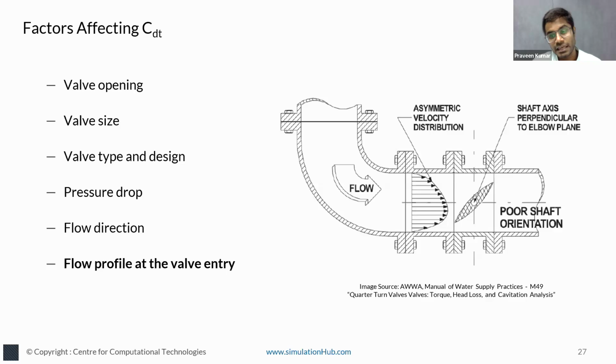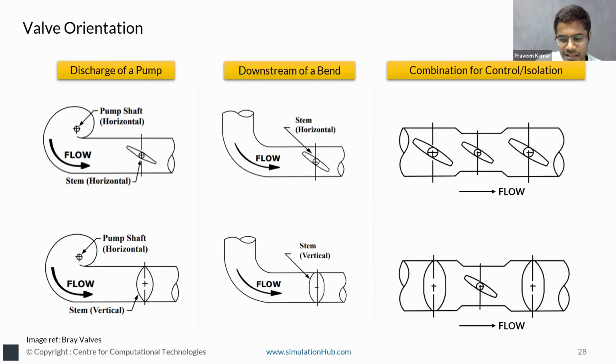The next factor is related to valve installation or orientation: the flow profile at the valve entry. If the valve is installed near a bend, because of the bend's flow profile it will experience a different pressure profile and pressure force on the disc, and that will have a big impact. We'll see some cases. So this is one of the cases. Like the last factor, I pulled this from some references from the Bray document.